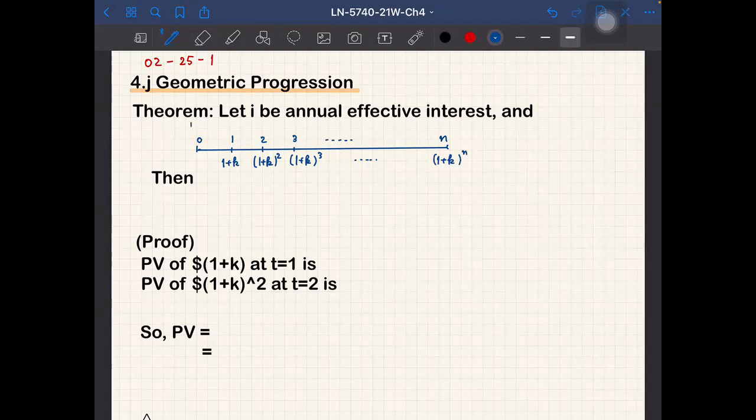We want to make a formula for the present value, and the present value is actually just a angle n at interest rate j, and here the j is not the annual effective interest rate, but j is equal to i minus k over 1 plus k. So i is the interest rate, and the payment amount increases by a factor of 1 plus k.